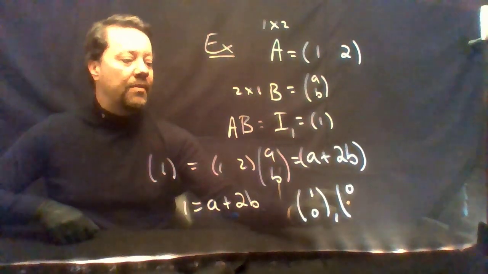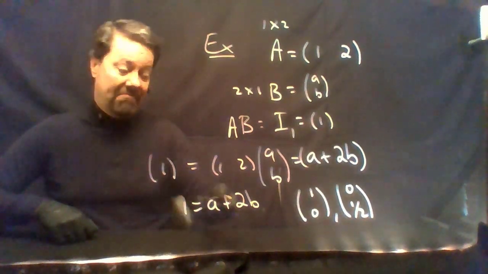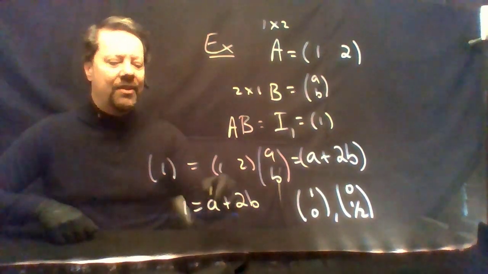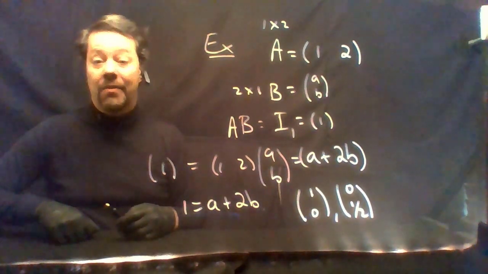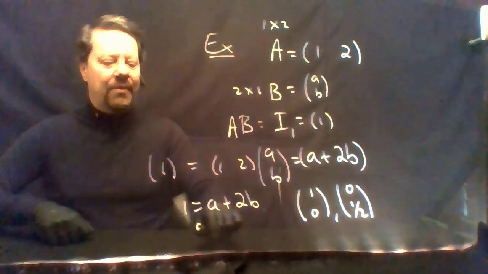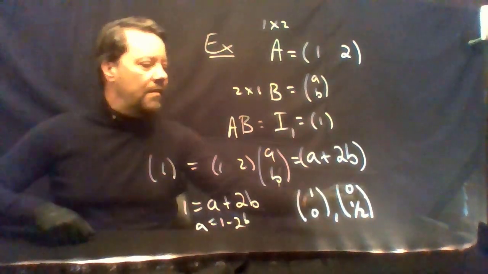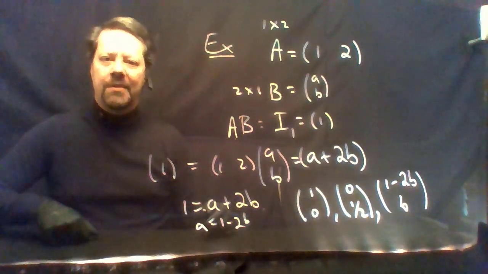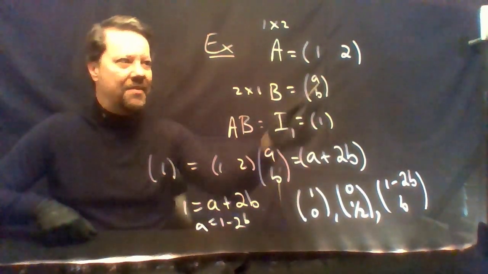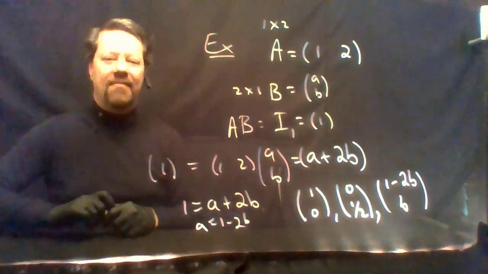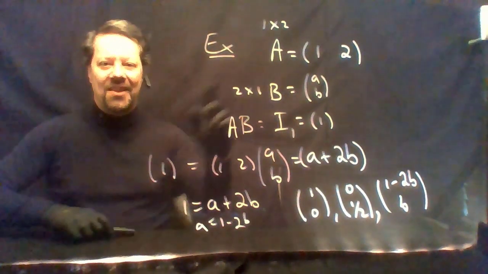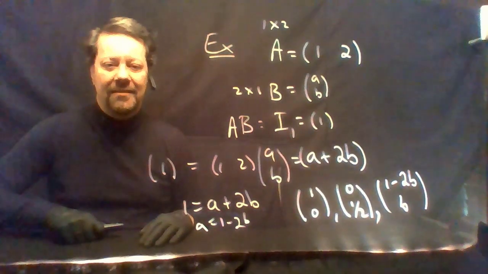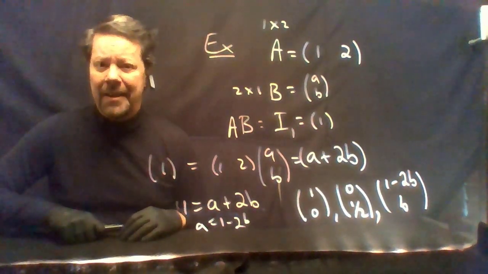So would 0, 1/2. Another obvious solution to this equation, and any number of other answers as well. Choose a and let b be determined by the equation, or vice versa. You can see that we'll have a equals 1 minus 2b. So anytime you have 1 minus 2b, b, for any real number b, this will be a right inverse to this non-square matrix. So thinking about this particular example, it had no left inverse at all, but it has infinitely many right inverses.